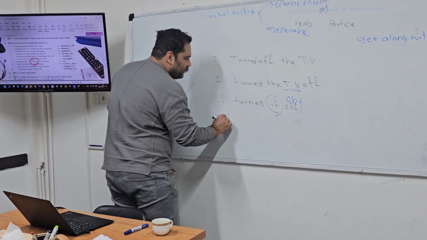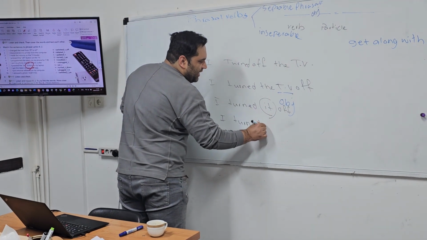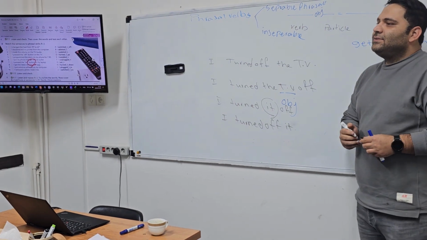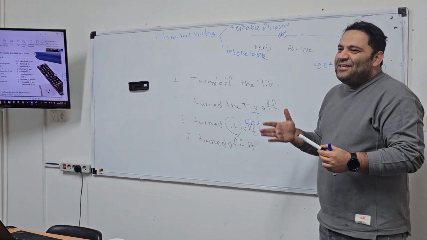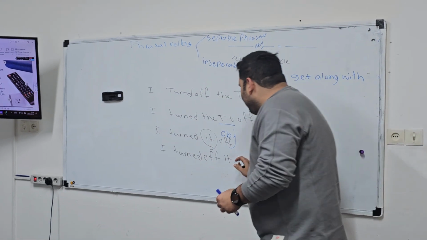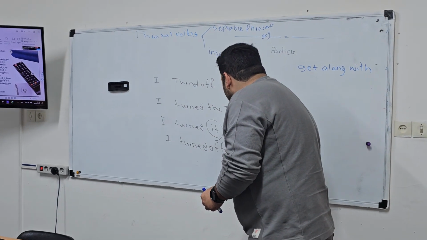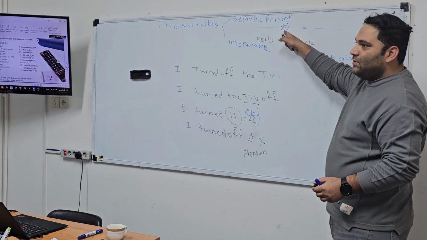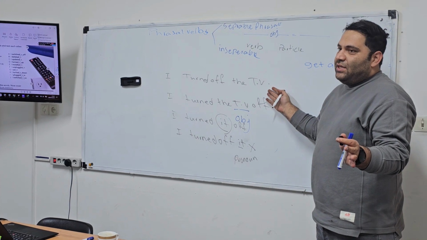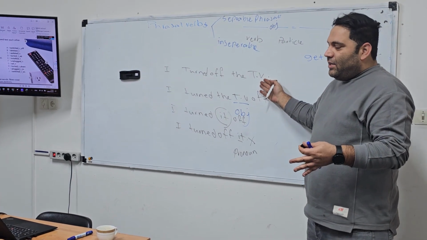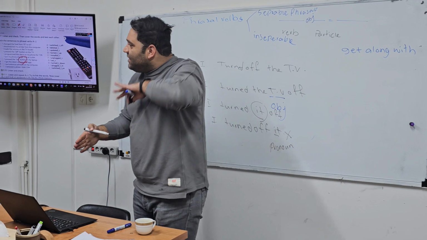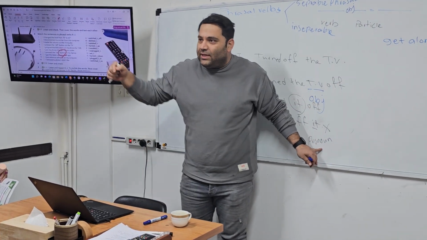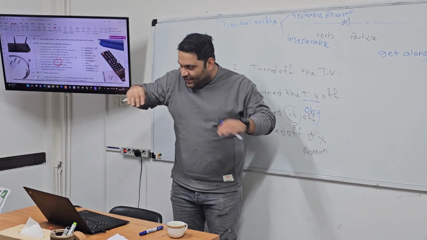But what about now? I turned off it. Is it correct? It sounds weird, right? You have never heard people say that. We can never use a pronoun there. Pronouns always fall in between. But nouns are different, like the TV, it's not a pronoun. It's your choice. You can either put it at the end of the sentence or in between. But pronouns only come in between, right?